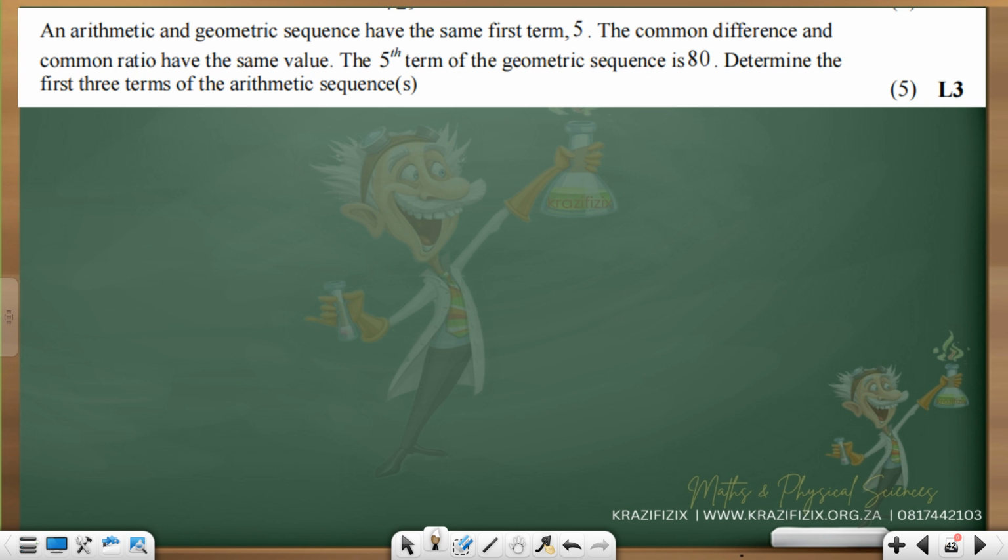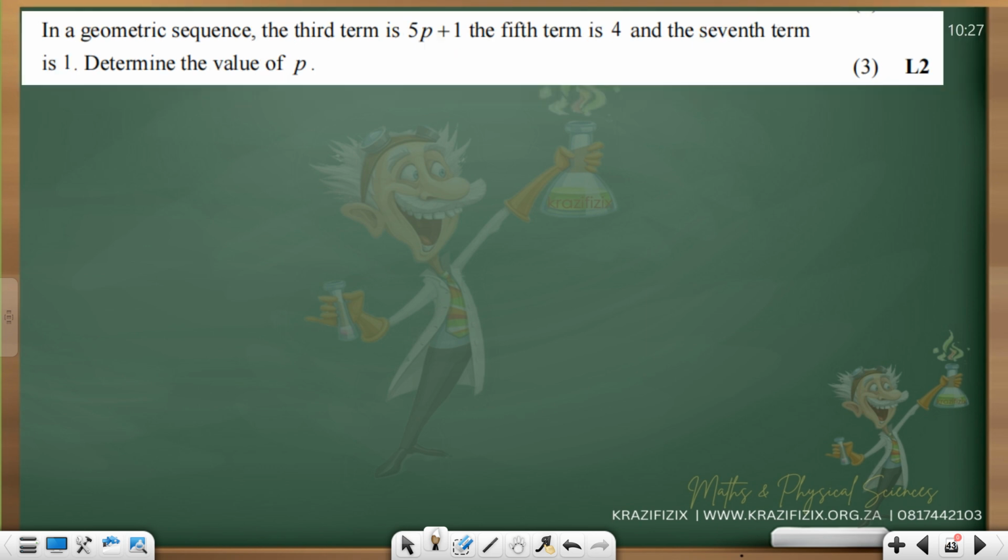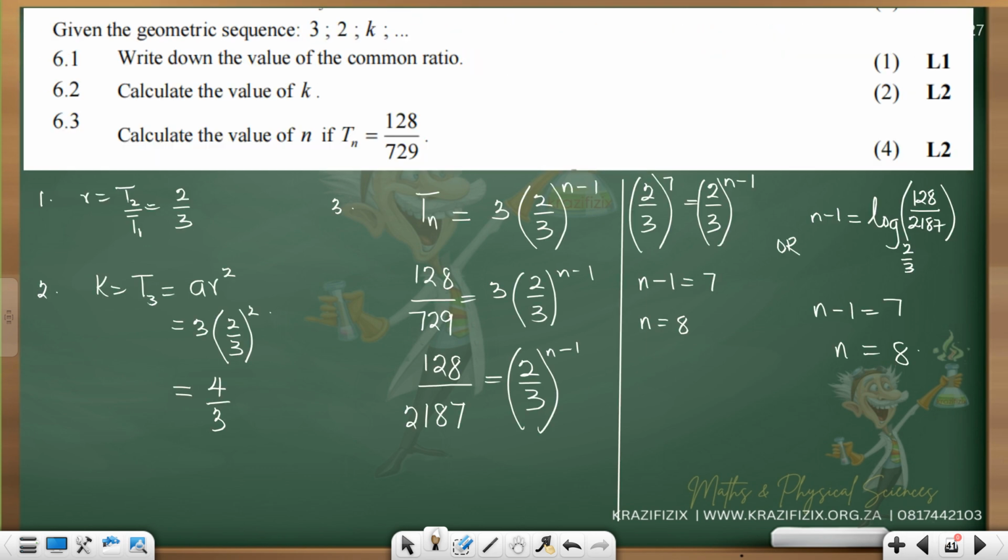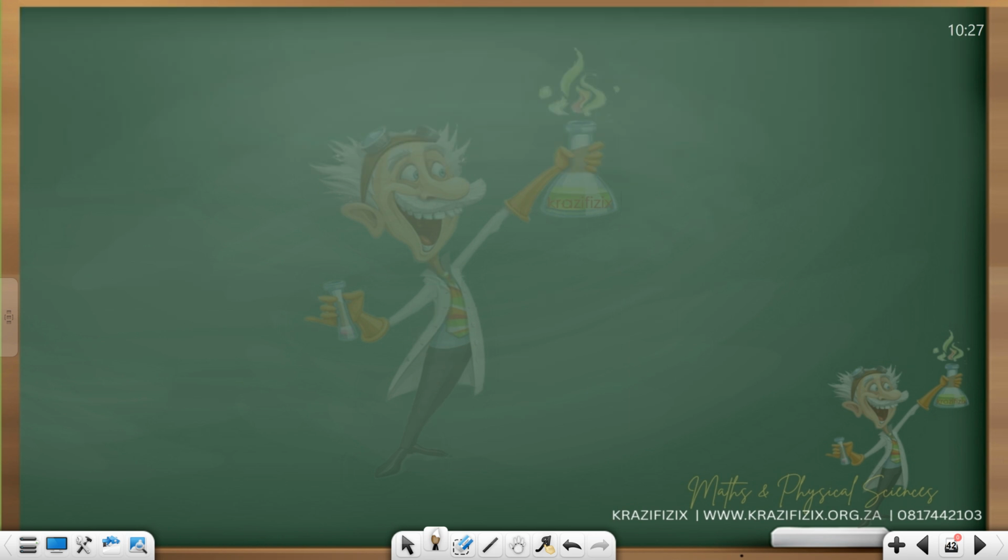Look at this one. Do you want to try this one? An arithmetic and a geometric have the same first term, 5. The common difference and the ratio have the same value. Ooh la la. The fifth term of the geometry. I think I'm going to be killing you on this one. Let me see if I have something simpler. In a geometric sequence, the third term is 5p plus 1, and the seventh term. Oh, okay, wait, hold on. Before I give you these two questions, beautiful. Let's quickly do something. You're going to try those two questions for me, don't worry.